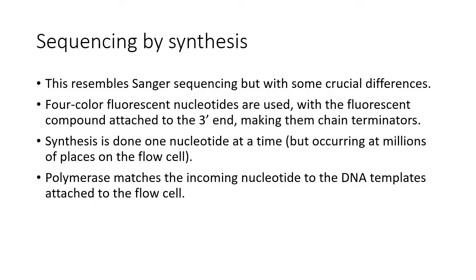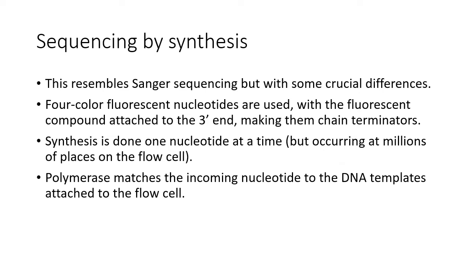So it does resemble Sanger sequencing, but we have some crucial differences. First of all, we will have 4 color fluorescent nucleotides, with the fluorescent compounds attached to the 3' ends. So those are chain terminators. Synthesis will be done 1 nucleotide at a time, but occurring at millions of places along. Of course, polymerase will match the coming nucleotide to the DNA template attached to the flow cell.